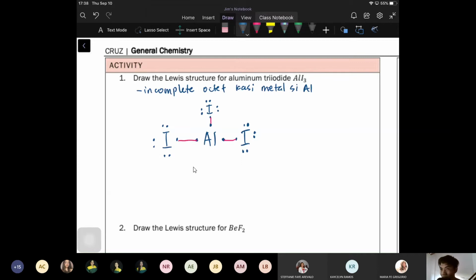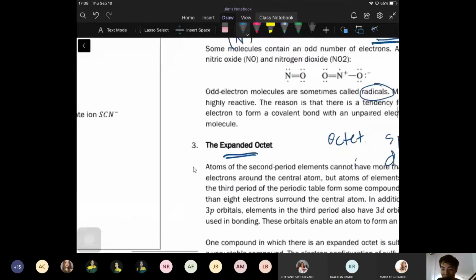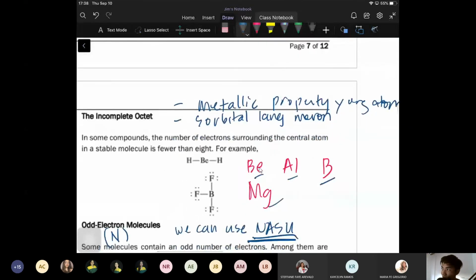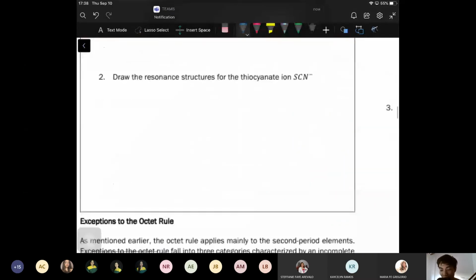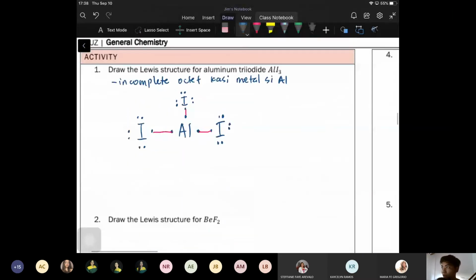Okay. Ayan. Kaya, ayan, be familiar na. Pag nakakita kayo nito, beryllium, aluminum, boron, magnesium, incomplete octet agad yan. So, wag na kayong mag-NASA rule. Sayang yung effort na. So, tapos na tayo dyan. No? So, I will just finalize the structure.